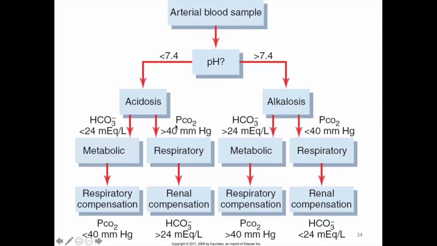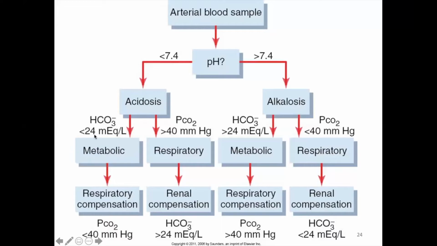If we are dealing with a high CO2 level, we know that it's respiratory acidosis. And then to find out if we are actually in renal compensation at all, we'll take a look at those bicarbonate levels. And if those bicarbonate levels are greater than 24 milliequivalents per liter, then we're going to know that we actually do have that renal compensation.